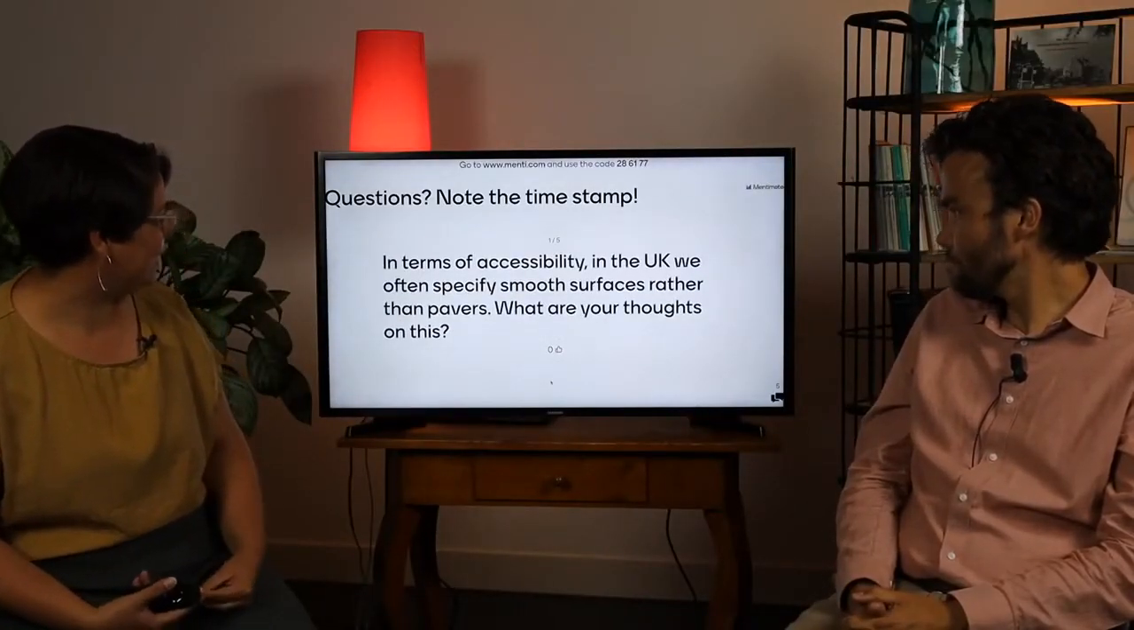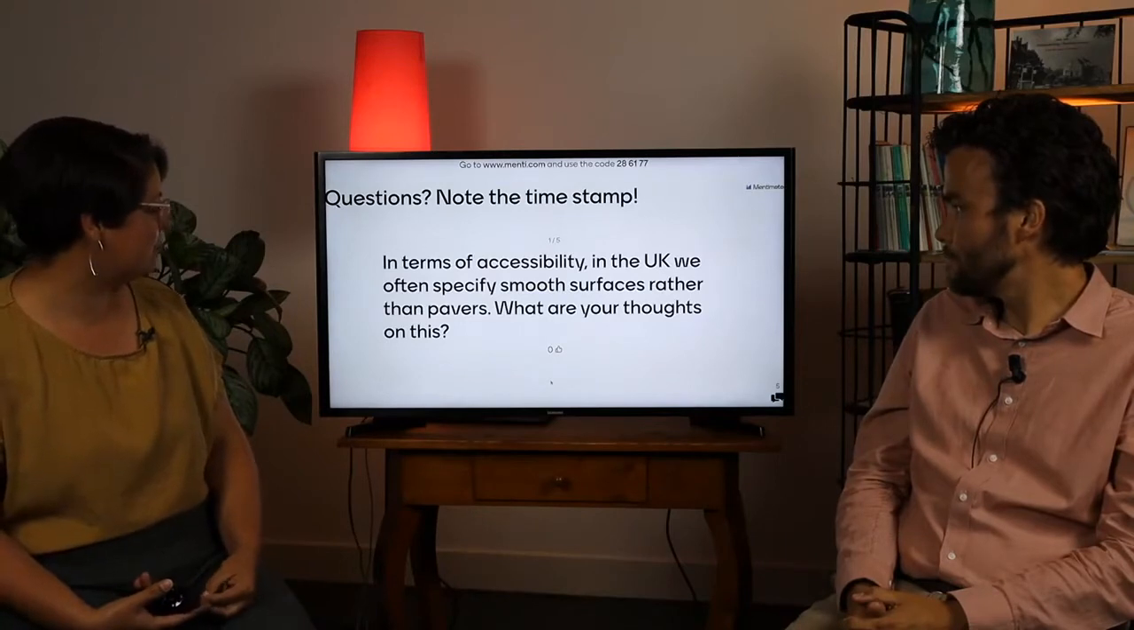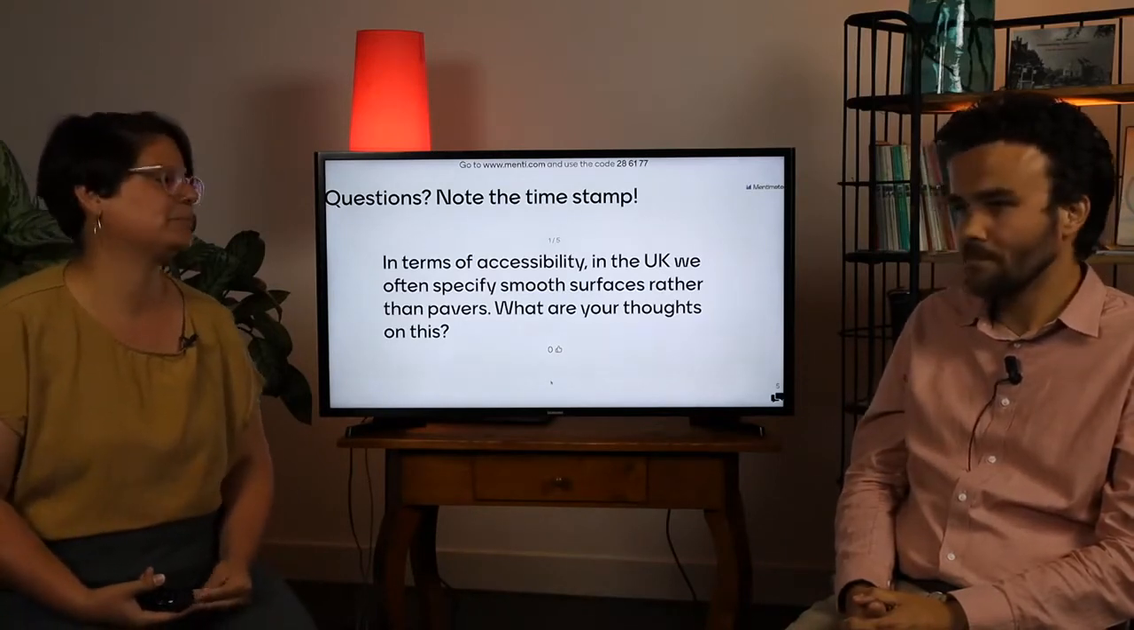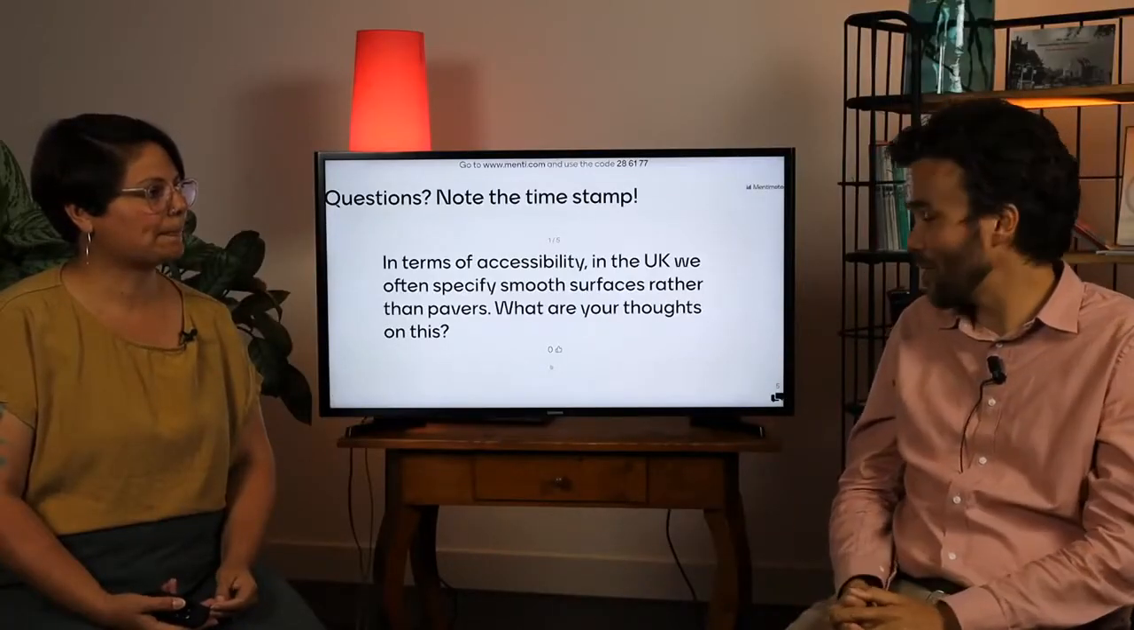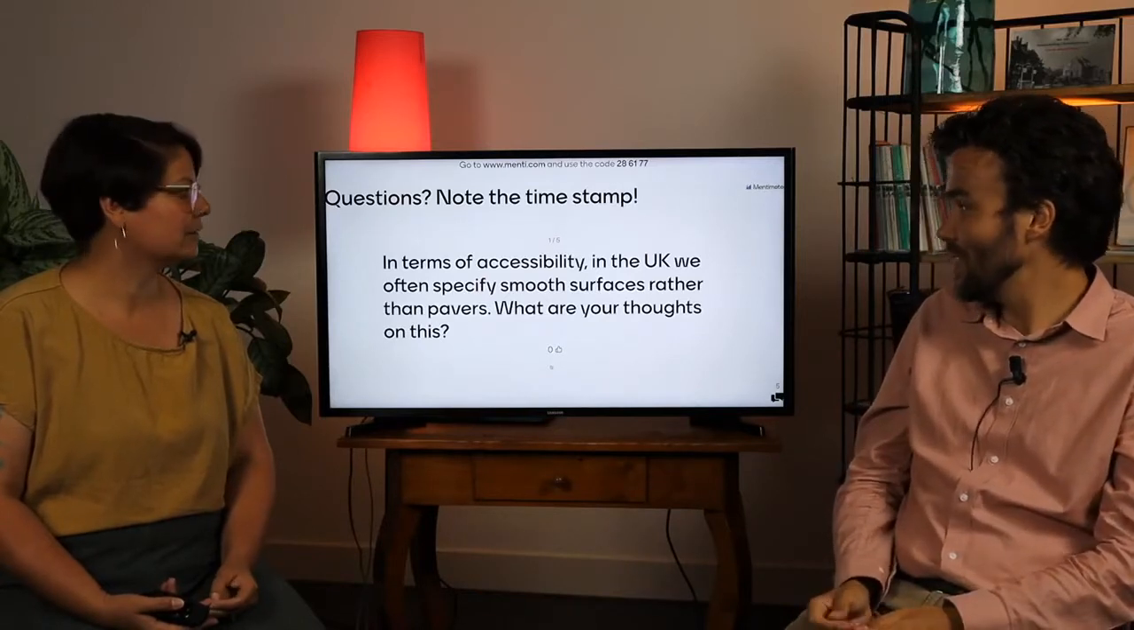Accessibility. In the UK, we often specify smooth surfaces rather than pavers. What are your thoughts? Pavers can be very smooth. Well-laid pavers are extremely smooth. In some of my other presentations, I use a slide with two types of pavers. A properly baked paver has a very straight edge without a 90-degree edge. If you lay those close to each other by a proper professional, it is very, very smooth. And on a bike, you wouldn't even notice a difference with asphalt.